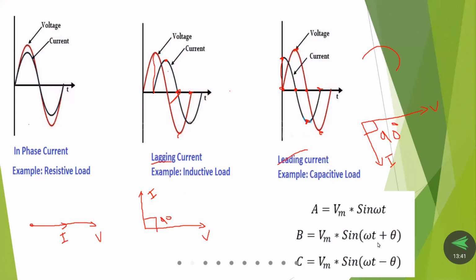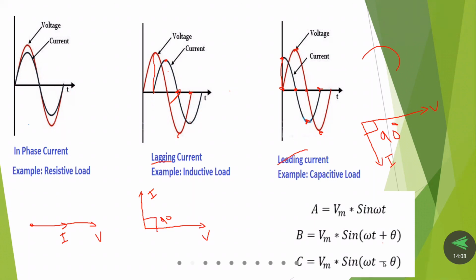For example, if it is lagging, we take a minus sign. If it is leading, we take a plus sign. So only the sign will change here. Theta is nothing but the angular difference, which will be 90 degrees. Plus we take for leading, minus we take for lagging. That concept we will discuss later.